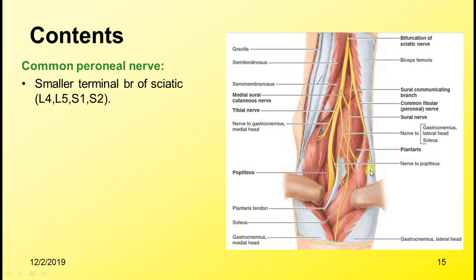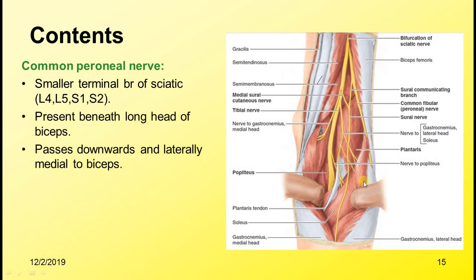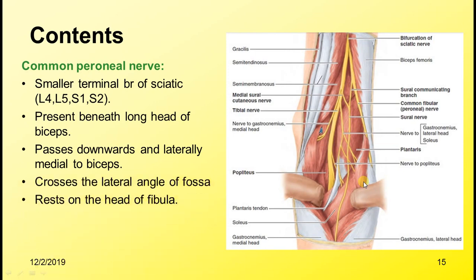Then deep to peroneus longus, it divides into the deep and superficial peroneal nerve. So the common peroneal nerve is ultimately going to divide into the superficial and the deep peroneal nerve. Very intimately related to the head and then to the neck of the fibula, after passing deep to the biceps femoris muscle.